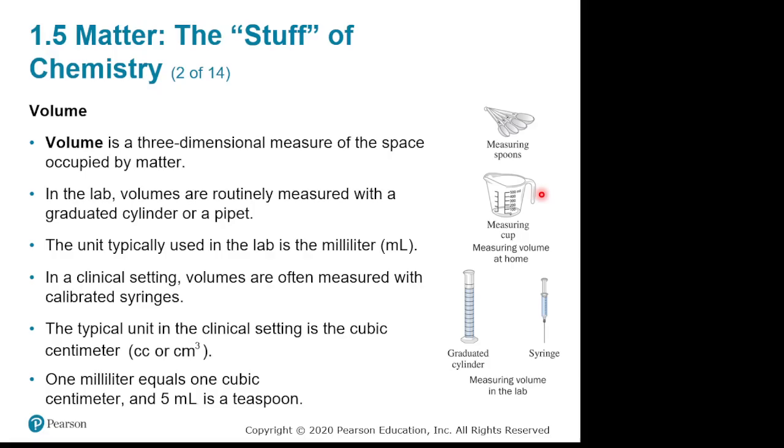The volume is going to be the three-dimensional measure of the space occupied by the matter. You're probably all somewhat familiar with volume. In the lab, the volumes are going to be routinely measured using things like graduated cylinders, pipettes. You'll use those two things by far and away the most. You may use a burette, but what you won't use is something like a beaker, okay, or an Erlenmeyer flask. And that's because they have horrible uncertainty. Really, really, really, really high.